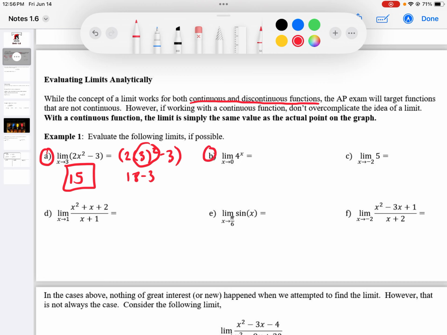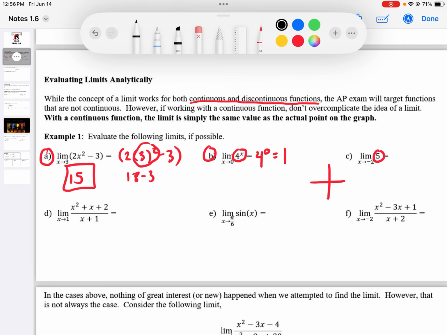All right, so part B, what's the limit of this exponential graph as x approaches 0? So I'm going to plug in 0. And you're going to know anything to the power of 0 is just 1. So nothing crazy happens there. This is a continuous function. I plug in 0. The y value is 1. That's the limit.